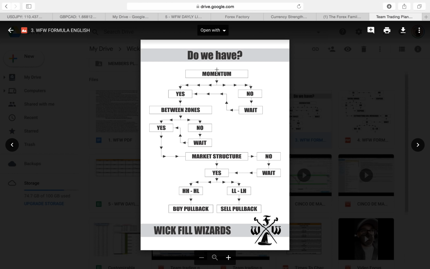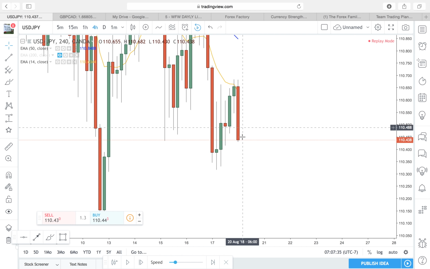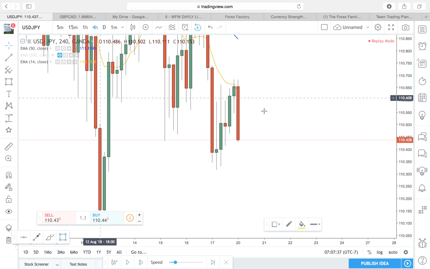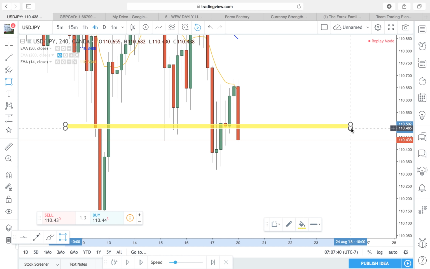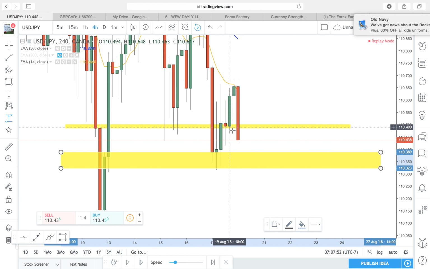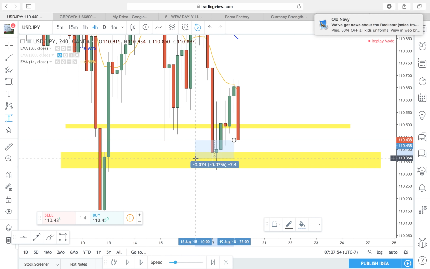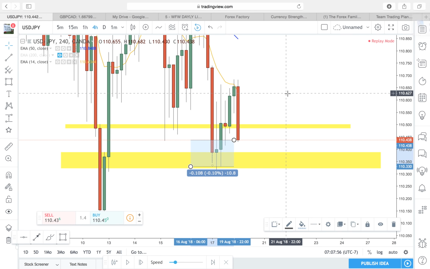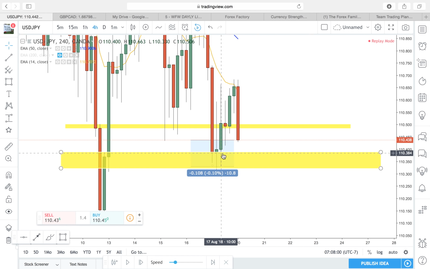Okay, so this is our little thing. Do we have momentum? Let's check. Yes. How do we know we have momentum? Number one, we broke the structure. Look how strong we are. We broke structure, and now we're in between zones. Where's our next zone? Our next zone's right here. So we know we've got at least up to 10 pips until our next zone, just in this whole wick range. This is confident because we broke structure and now we're in between zones.